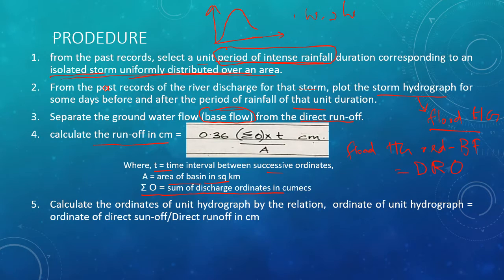Now finally we have to calculate the ordinates of the unit hydrograph by the relation: ordinate of unit hydrograph is equal to ordinate of direct runoff divided by direct runoff in centimeters, that is the value that we obtained from this equation. So direct runoff ordinate divided by direct runoff depth will give you the unit hydrograph ordinate.